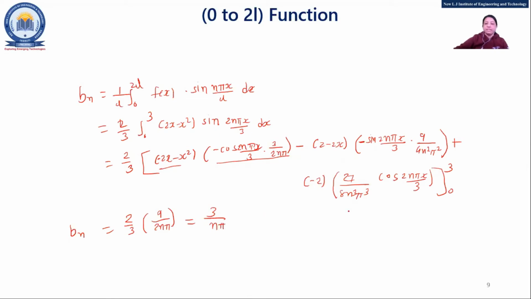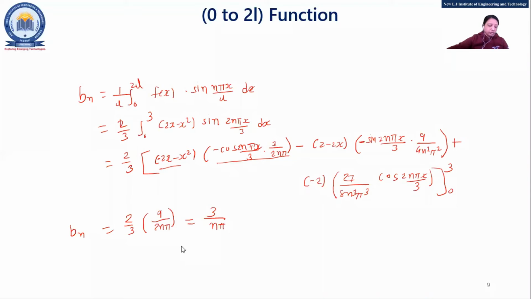So what happens? Just apply the limit. And see, whenever the sine will be there, that becomes 0, so no need to write that term. So that will be very easy. Just keep the terms which are not giving 0. So you will get your Bn as 3 upon n pi. No, it's not minus 3 upon n pi, it's only 3 upon n pi, right? You just calculate once again, and if you still have doubt, just screenshot it and WhatsApp me.